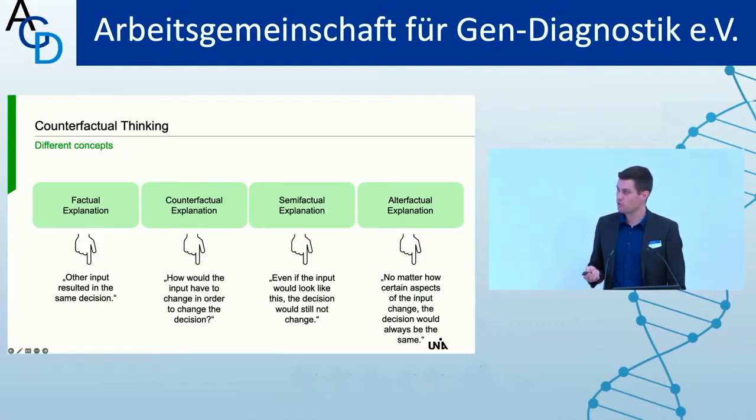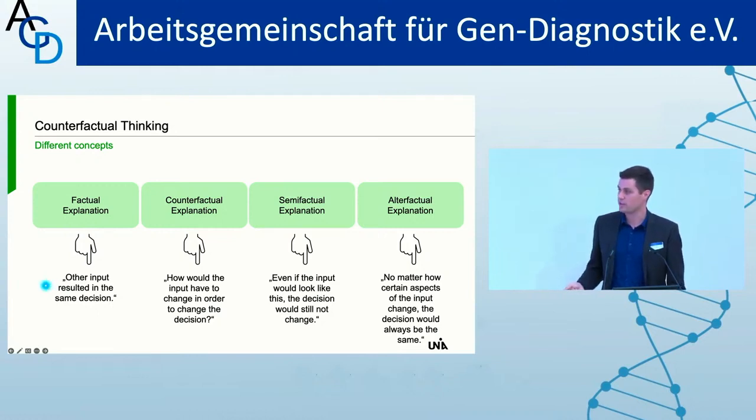To give you also an overview of the different explanation types in counterfactual thinking, first of all, we have the factual explanations, which I showed you before, which are just other inputs that result in the same decision. So you put in, for example, another image of pneumonia, and still pneumonia comes out, but you still don't know why it's pneumonia.